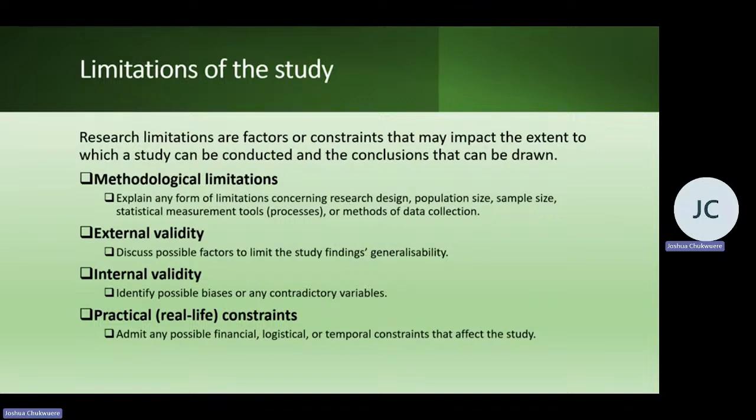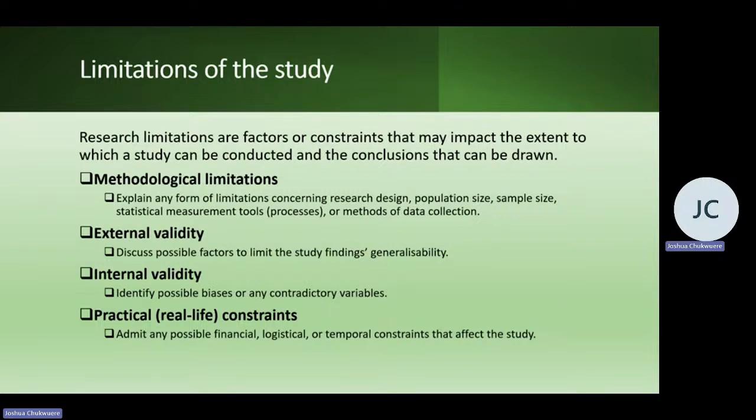So under this, we're going to consider the four critical aspects of what can be a limitation of the study. So we have a methodological limitation, explaining any forms of limitation concerning research design, population size, and so forth. You're able to tell the reader that this study will be limited based on this population, this research design, and everything. I'm going to tell you why you need this limitation of the study along the line. So you also bring that kind of external validity, okay?